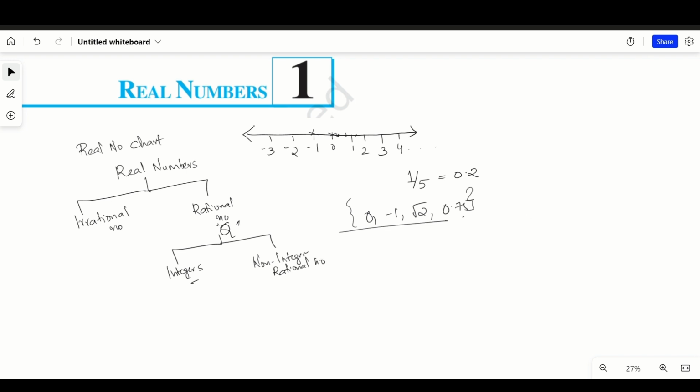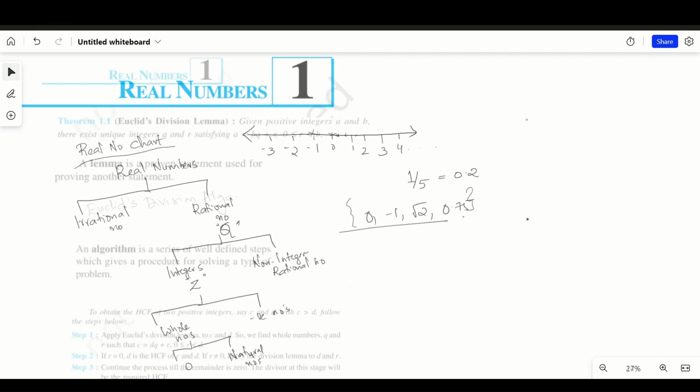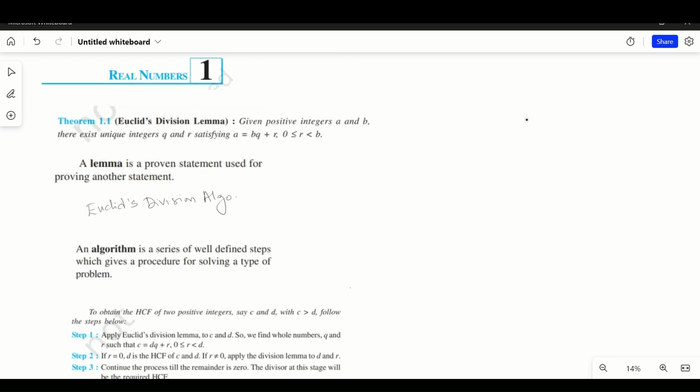Integers are represented by the letter Z. Integers can again be classified as whole numbers as well as negative numbers. Whole numbers can again be classified as natural numbers and 0. So this chart is called the real number chart. I hope everyone has got an idea about real numbers.